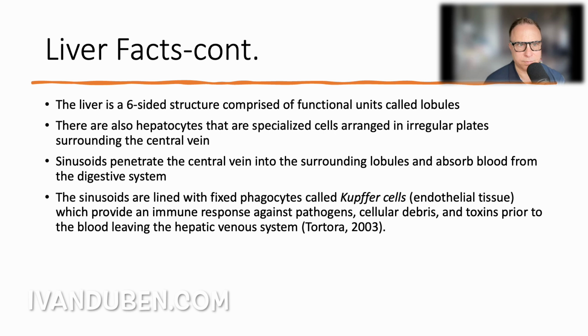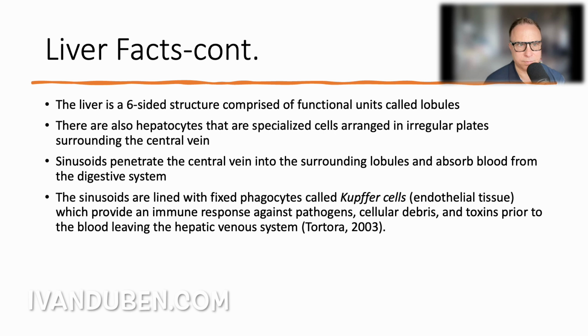The sinusoids are lined with fixed phagocytes called Kupffer cells, and these are endothelial tissue. They provide an immune response against pathogens, cellular debris, and toxins prior to the blood leaving the hepatic venous system as part of the filtration system.